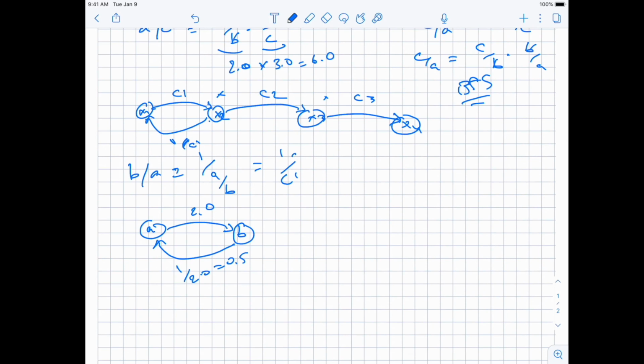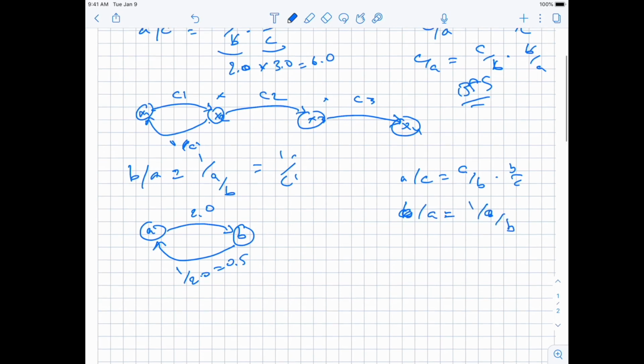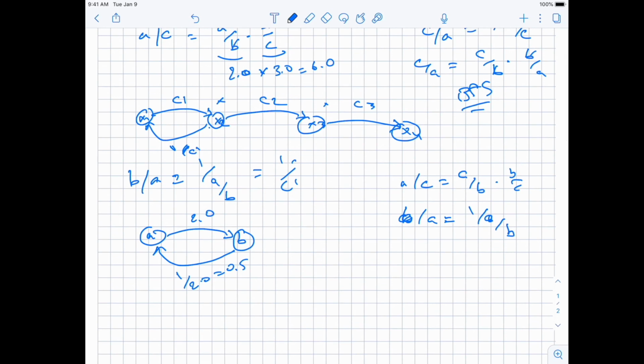Okay, so now we know how to do it for the cases where you have something that is compounding like this, and for the reverse case, like b divided by a, where we just have to do 1 divided by a divided by b. Now the other case is, what if the node is not in the graph? Well, if the node is not in the graph, let's just return -1.0. So we can just do an explicit check for this.